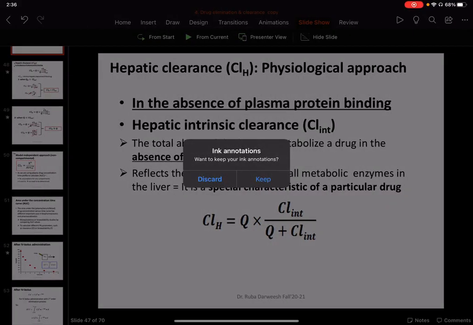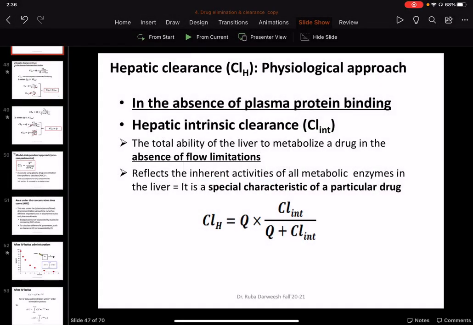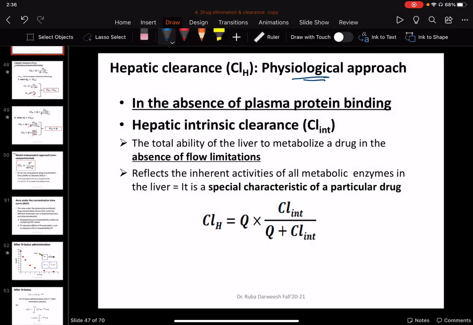Let's talk a little bit about the hepatic clearance using the physiological approach. As I mentioned, in the organ clearance, we usually take into consideration renal for the excretion or hepatic for the metabolism. And we will mention that in the absence of protein binding, as this is another thing that we need to take into consideration. So far, we will study the hepatic clearance in the absence of protein binding.